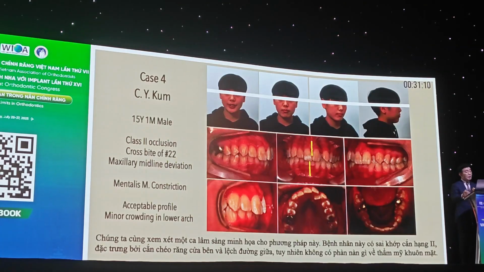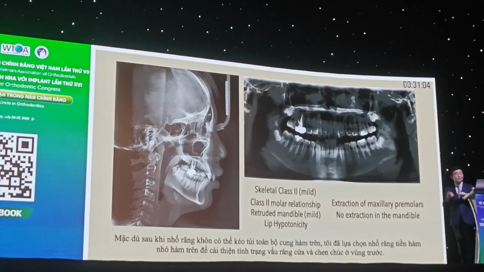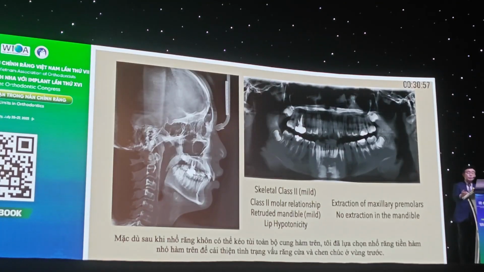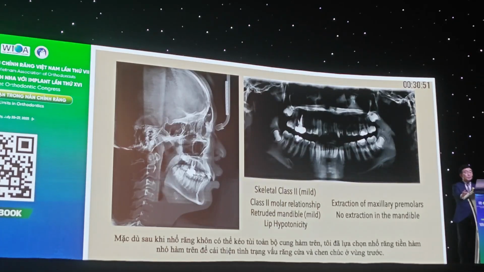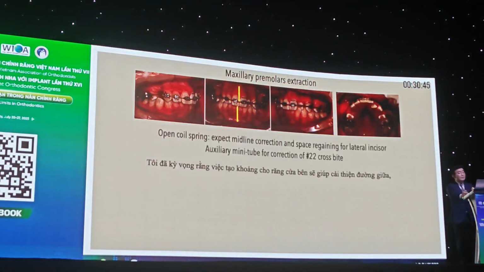Yet the patient reports no concern regarding facial aesthetics. While it is possible to move the entire maxillary arch backward following the extraction of the molars, I opted to extract the maxillary premolars to facilitate the improvement of the maxillary incisor protrusion and crowding. I anticipated that widening the space for the lateral incisor would lead to midline improvement.